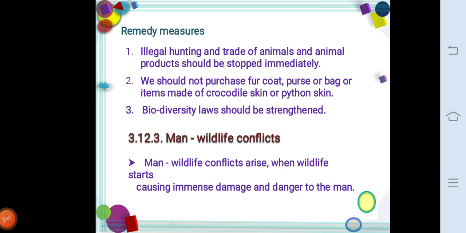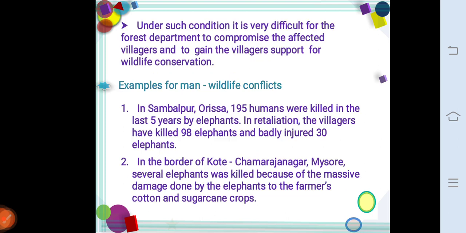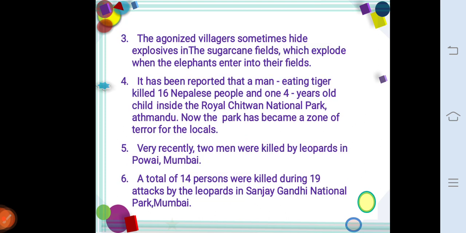So, in many places, elephants kill a lot of human beings, and leopards also kill a large number of human beings. That is the example. Animals causing damage or danger to human beings is called man-wildlife conflict. So, factors influencing man-wildlife conflicts.